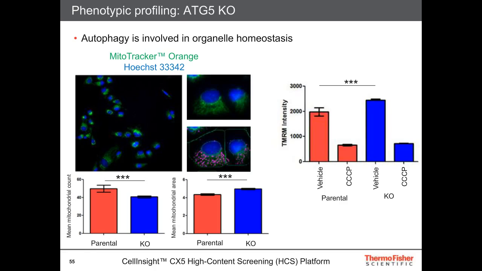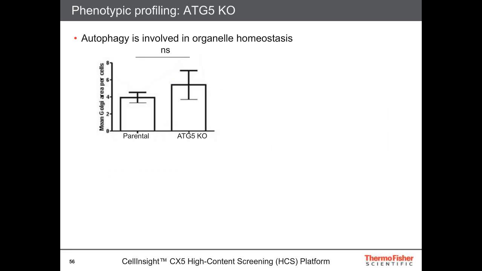We could also look at functional properties. So although both pools of mitochondria in the knockout and the wild type were able to be depolarized by CCCP, it appeared there was a significantly higher polarized state of these mitochondria. They showed increased TMRM intensity in the knockout compared to parental line, again suggesting some difference in mitochondrial function.